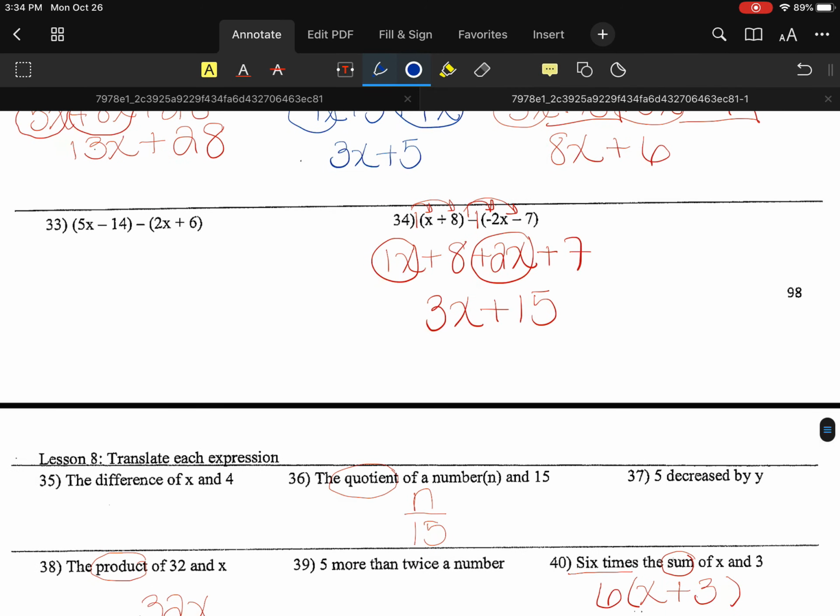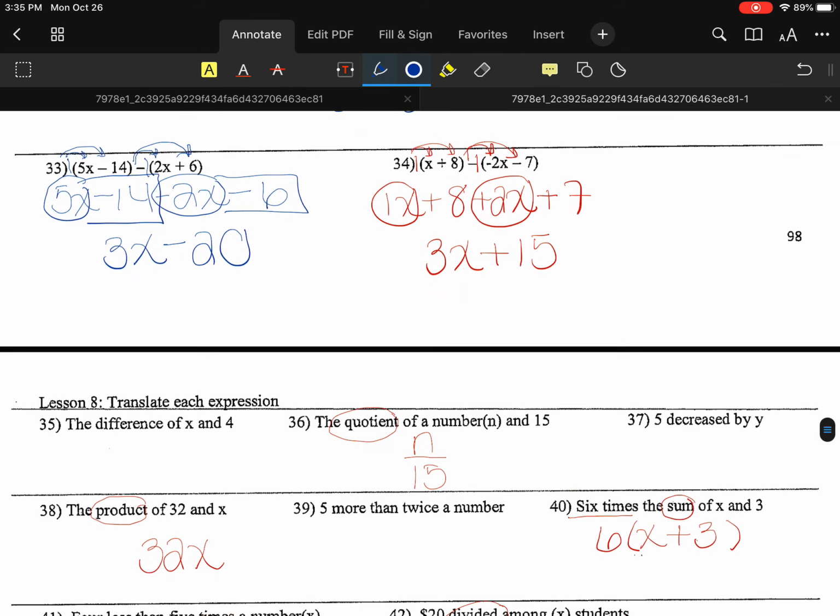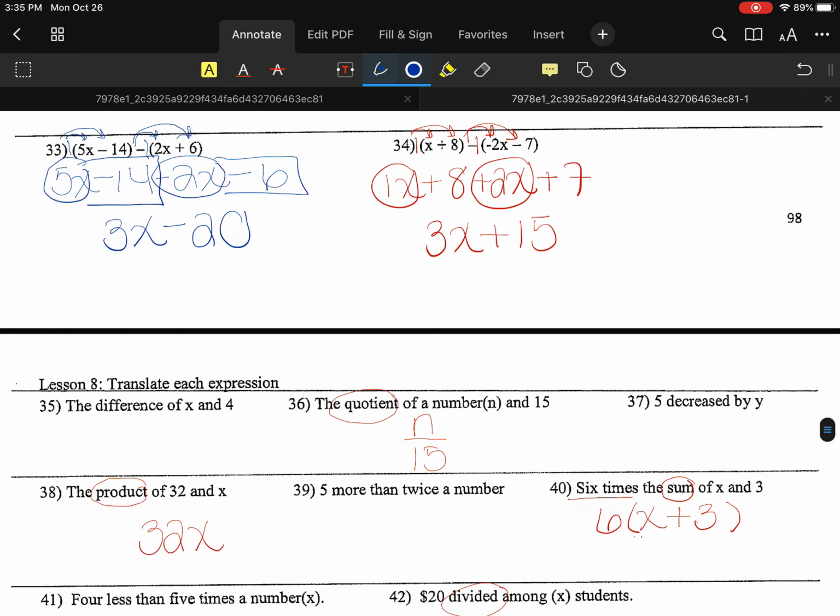33, got to distribute first. Got to get rid of those parentheses. I'm going to put in my invisible ones because there's no numbers to distribute. 1 times 5x stays as a 5x. 1 times -14 is -14. Be careful with the negative here because a -1 times 2 is a -2x. A -1 times 6 is a -6. So signs change. 5x minus 2x, 3x. -14 minus 6 is a -20. So 3x minus 20.